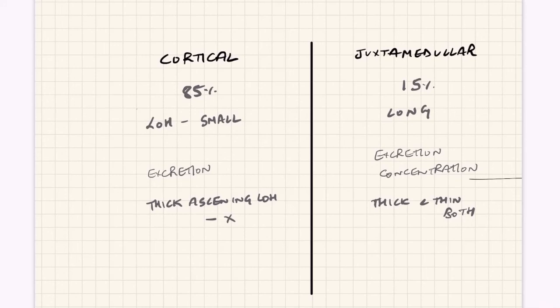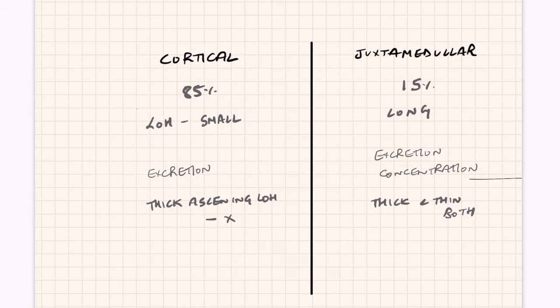Now, in the next video I'm going to be covering the basic functions. There are actually four basic functions that your nephrons go through. The first one is filtration, that is filtering the blood from the capillaries into the Bowman's capsule. How does that happen?